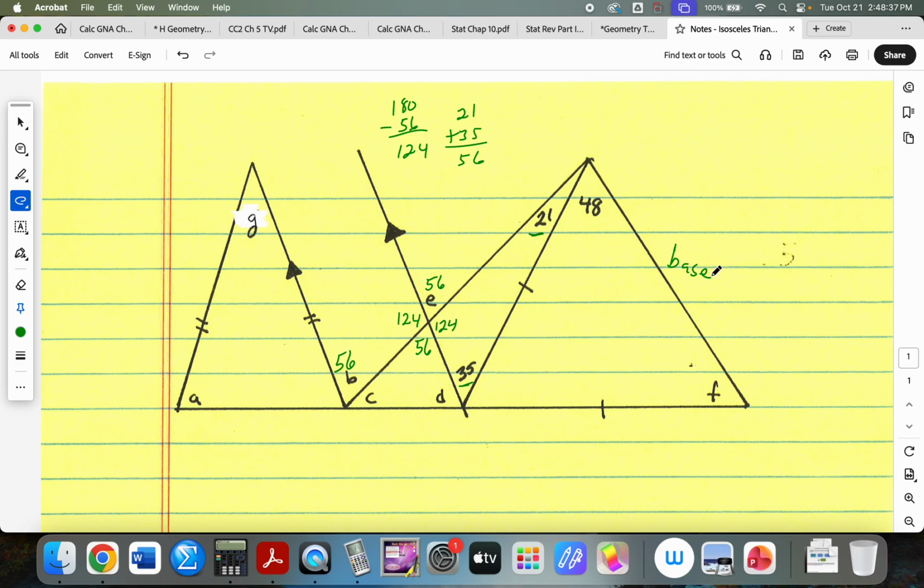All right, so if that's the base, then the 2 angles at the ends of the base are going to be equal to each other. So F is 48. Well, now I know 2 of the angles inside of this triangle. So I'll go ahead and add them together and subtract from 180 to find the last one. 48 and 48 is 96. Taken from 180, that leaves 84. So this angle is 84.